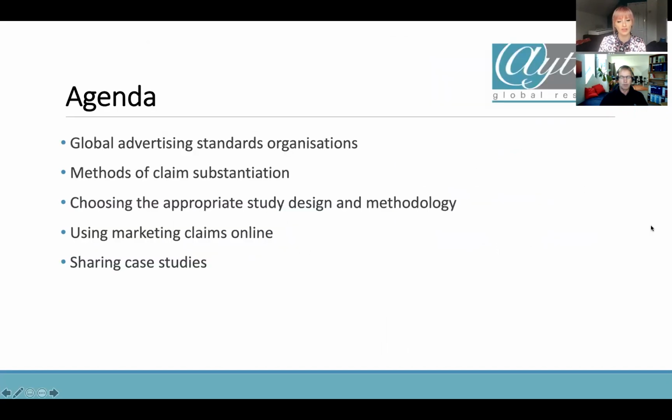So to give you a little look at the agenda, we'll be looking at the global advertising standards organisations. We'll be looking at methods of claim substantiation. We'll be looking at choosing the appropriate study design and methodology, and sharing some case studies which show this important claim substantiation methodology, but also how you can use those marketing claims online to really put your brand out there, and really get those marketing claims across.